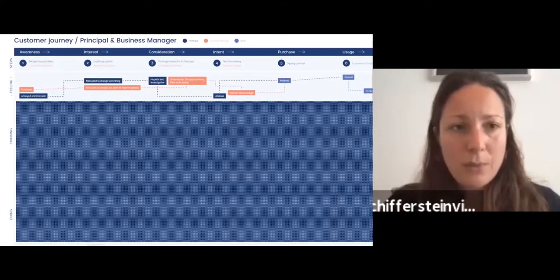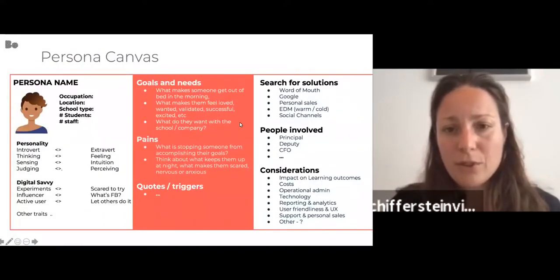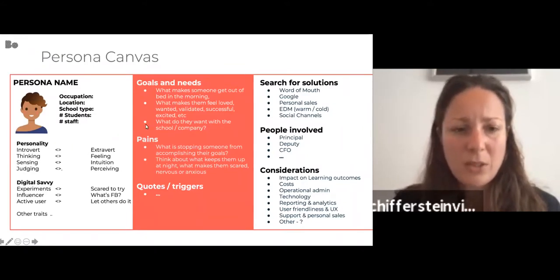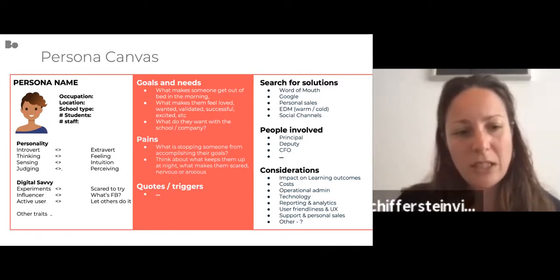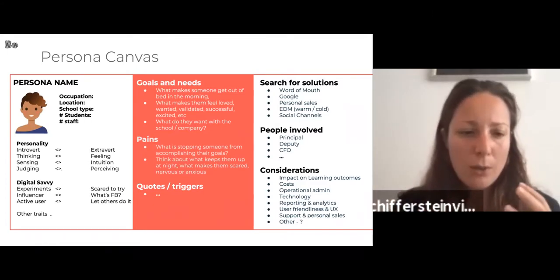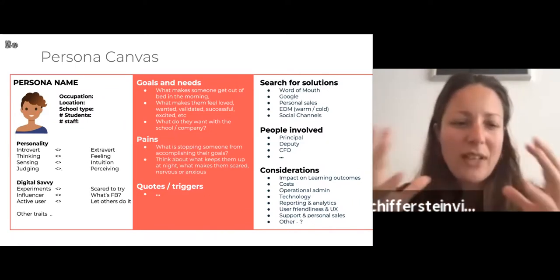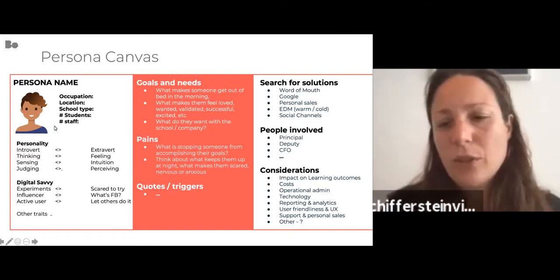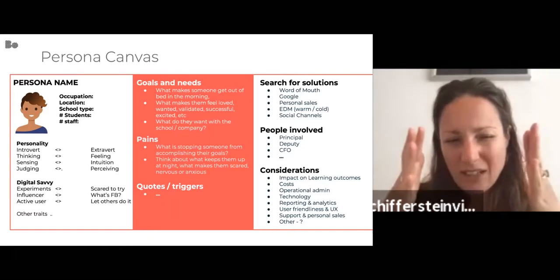Now, I'm just going back to the persona canvas. This is a canvas I often use, and I change it a little bit depending on the company I work with and the target audience. When you start speaking to people, you start recognizing things that are really important for that particular target audience. But you need to look at their demographics, obviously. What's their occupation? Where are they based? What school type, number of students, staff, that kind of thing. That's really about the segment.